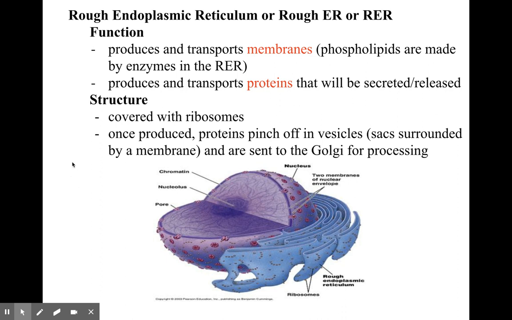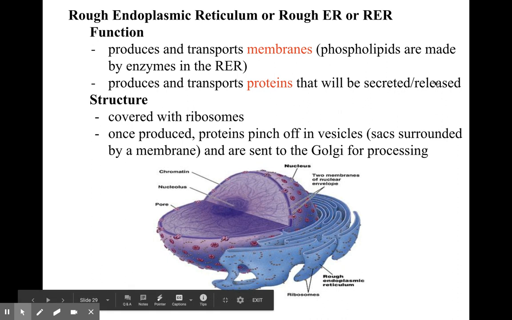So there are 2 kinds of ER. The first one is called rough ER, or the rough endoplasmic reticulum, or the RER. Really easy when you say RER. And what does it do? It produces and it transports membranes. So remember what membranes are. They are phospholipids. So very specifically, in the RER, it makes membranes. And it also produces and transports proteins. Proteins that are going to be secreted or released. And that happens because the ribosomes make proteins and they're attached to the RER.